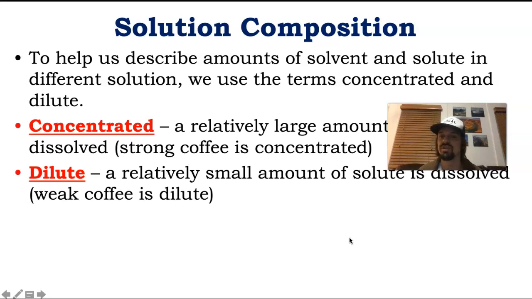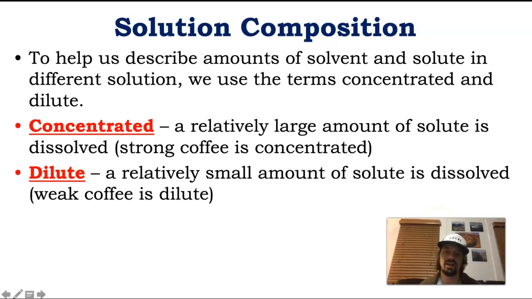I can also use a couple other terms, concentrated and dilute. Concentrated just means strong. This Kool-Aid is concentrated. It's very strong. This coffee is concentrated. It's very strong. Well, how do I make it weaker? I dilute it by adding water. So concentrated, very strong. Dilute, weak. But these are qualitative.